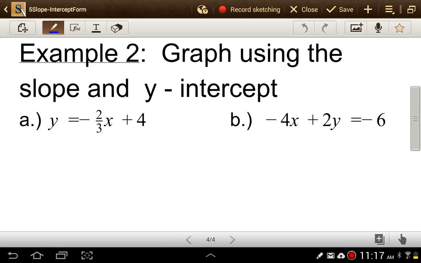Alright, graph using the slope and y-intercept. So to graph using the slope and y-intercept, you first need to identify the slope and the y-intercept. So in A, our slope, remember, is negative 2/3. And our y-intercept is 4. So here's how I'm going to graph them. I'm going to make my graph real quick. Okay, I'm going to put a bunch of little tick marks on it.